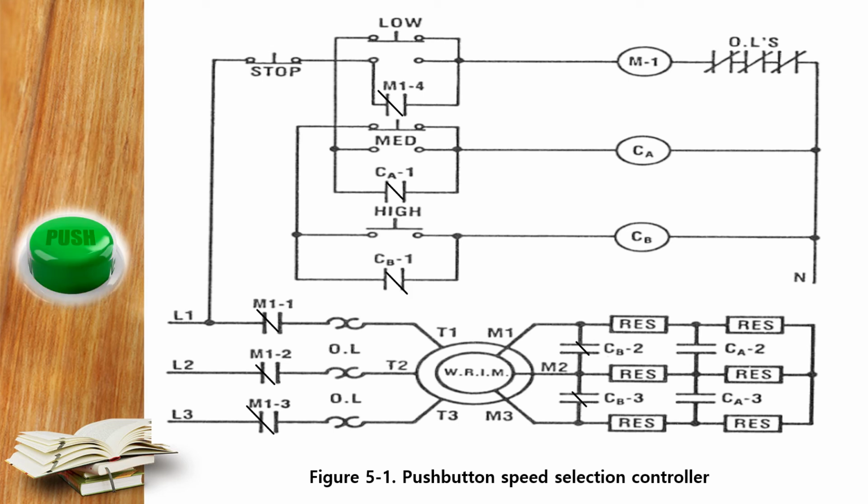Finally, when the high-speed push button is pressed, CB is energized, closing its holding contact in the control circuit and shorting the 2 contacts in the power circuit and providing us with the high speed.